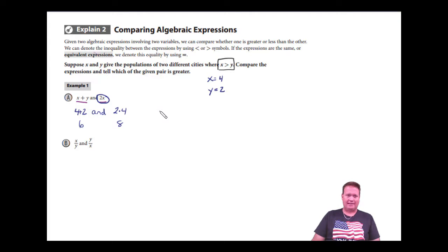So we're going to write that with an inequality symbol. x plus y is smaller than 2x, and I have proof. I gave you an example.